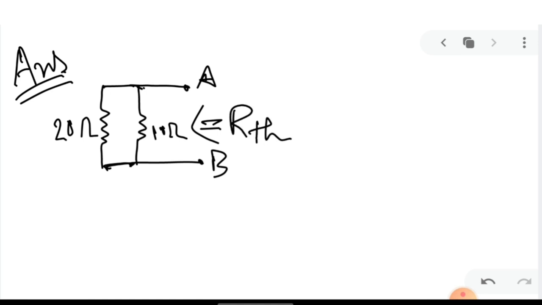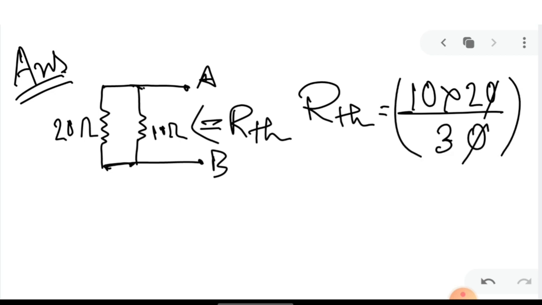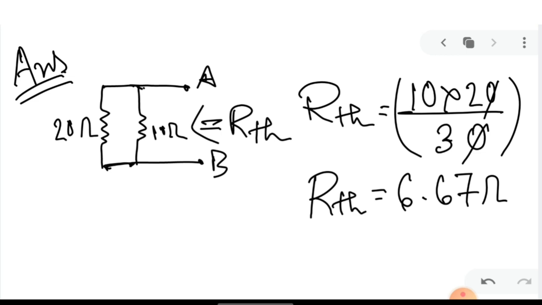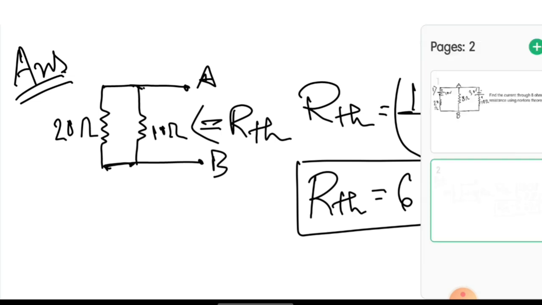For RTH, we eliminate the 10 volt source from this wire and the 30 volt source from this wire, and now calculate the RTH from the AB terminal. The 10 and 20 are obviously in parallel. So it is 10 into 20 by 10 plus 20, which is 20 by 3, that is 6.67 ohm. It is the RTH of the circuit. Now we need to calculate the IN.